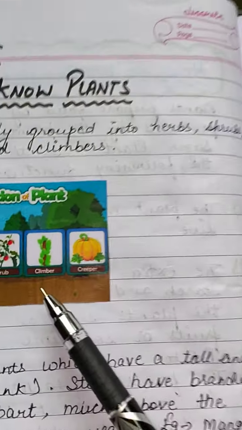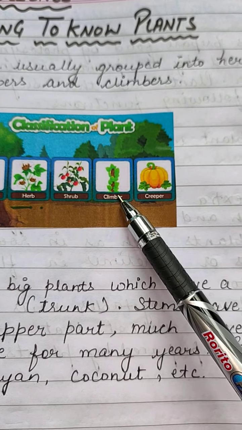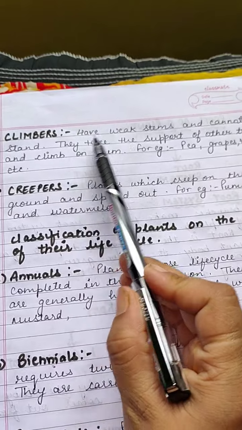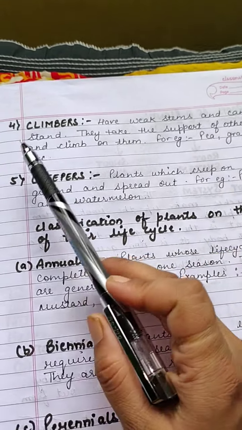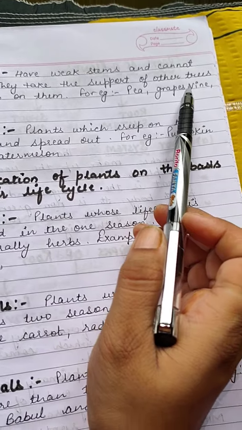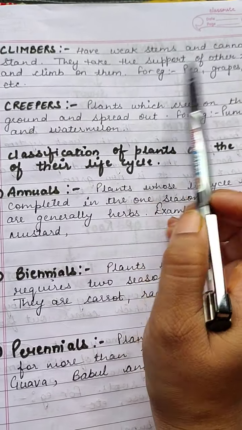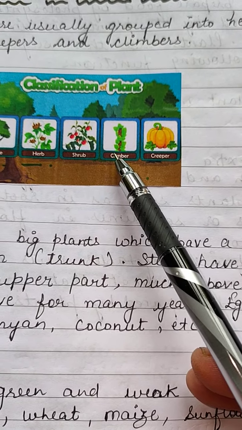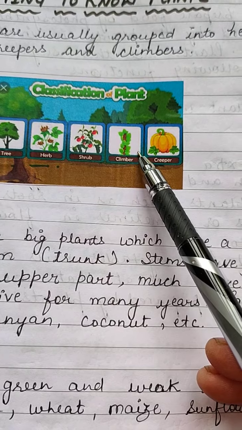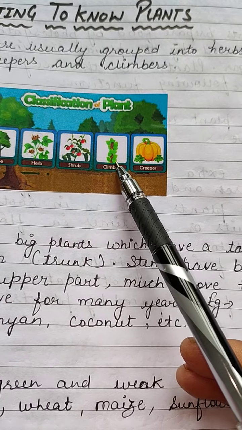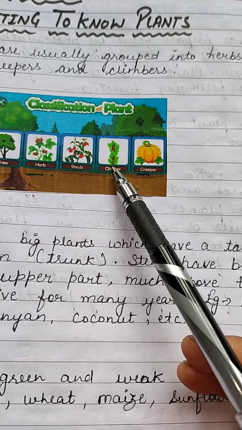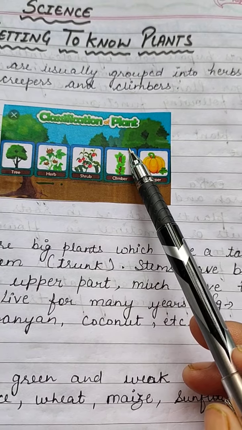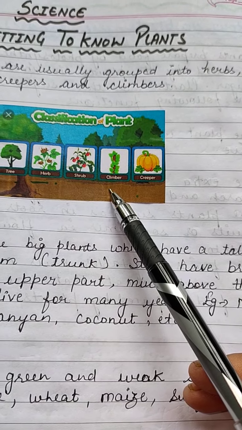Next is climbers. Climbers have weak stems and cannot stand. They take the support of other trees and climb on them. So this is an example of a climber. They have weak stems and they cannot stand erect. They take the support of other trees. See, like here, they take the support of this and climb on them. That is why they are known as climbers.